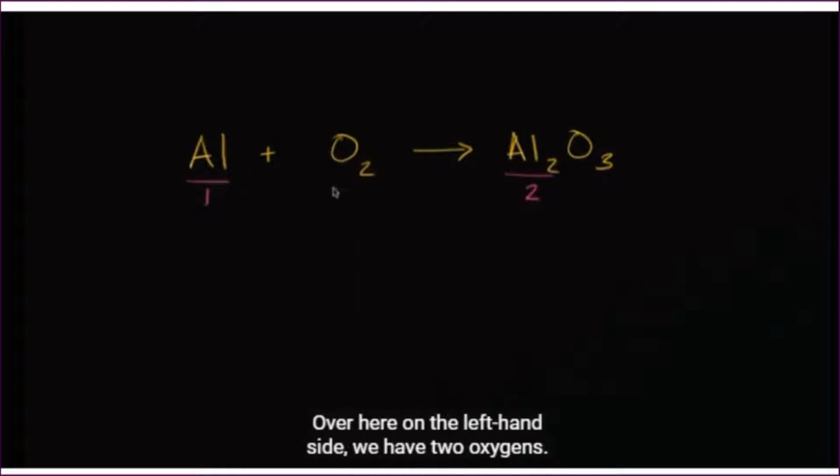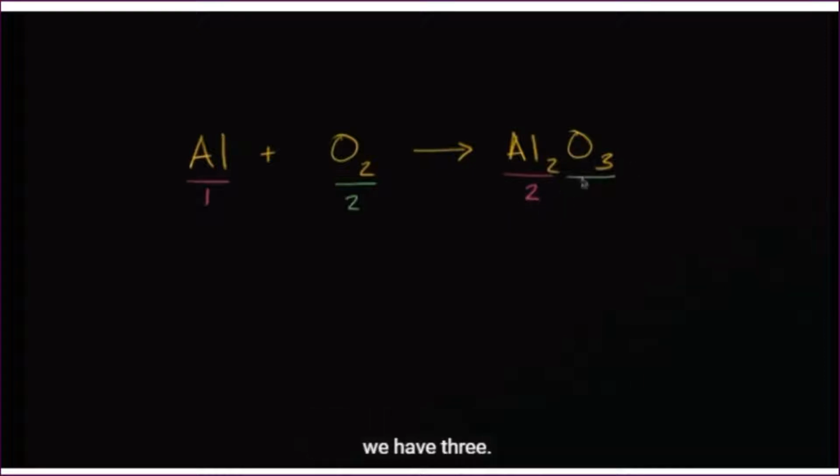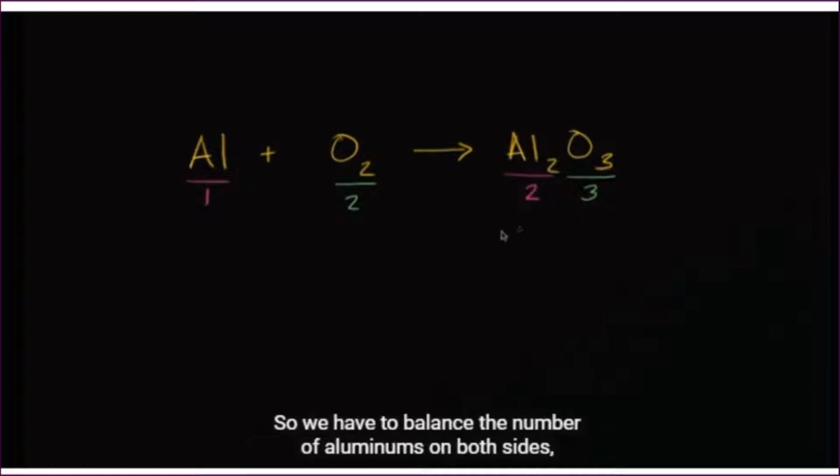and the same thing is true for the oxygens. Over here on the left-hand side, we have 2 oxygens. They form 1 dioxygen molecule, but that has 2 oxygen atoms. And then over here in the aluminum oxide molecule, we have 3 oxygen atoms. So once again, we can't just have miraculously an oxygen atom appear out of nowhere. So we have to balance the number of aluminums on both sides. This number and this number should be the same. And we have to balance the number of oxygens. This number and that number should be the same.